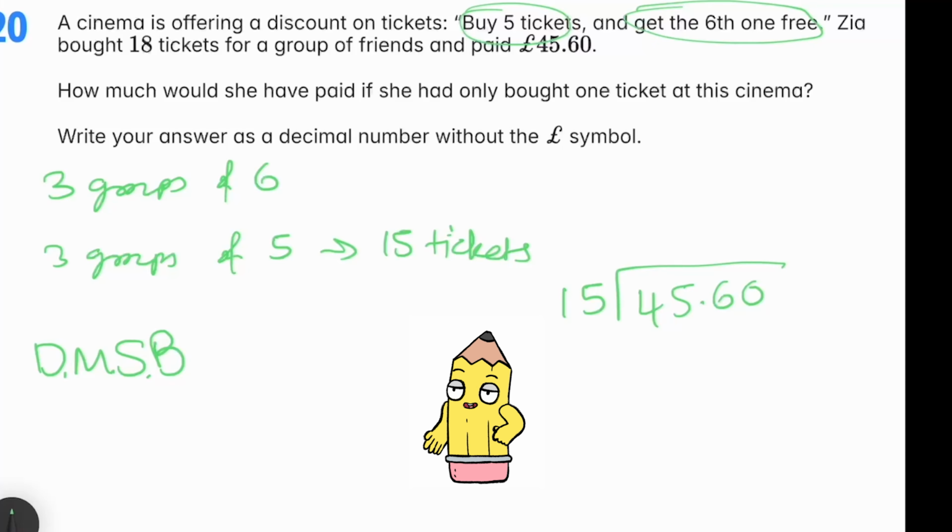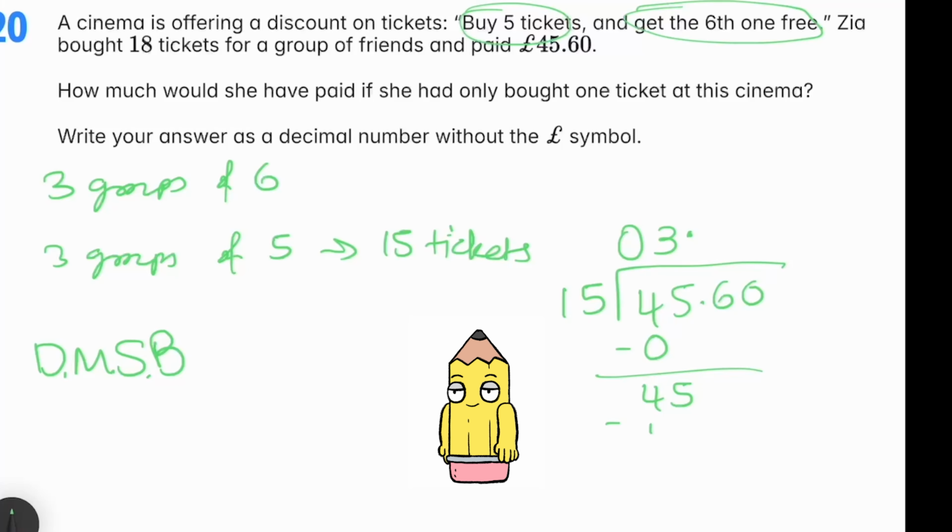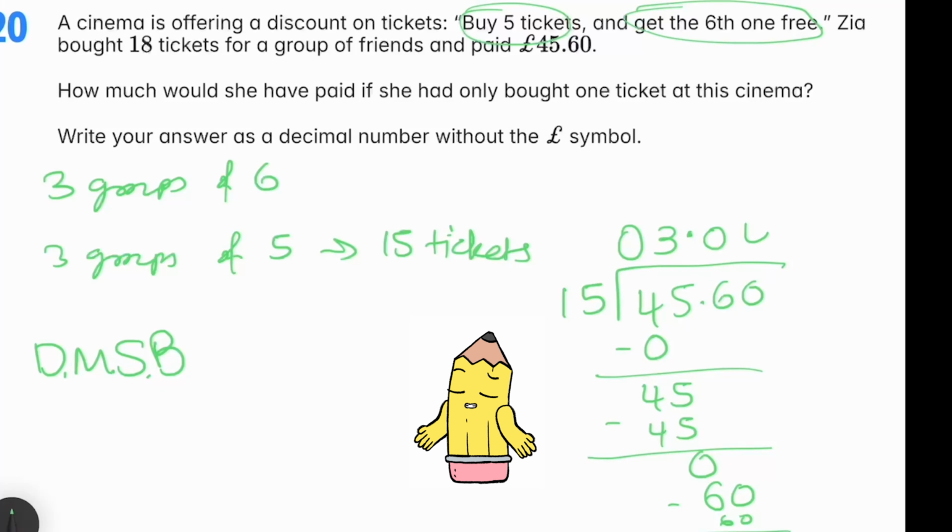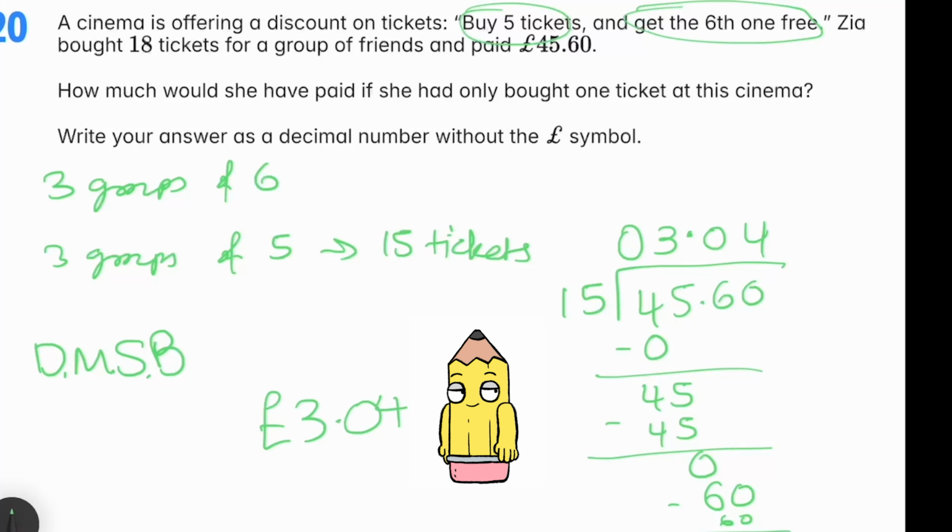So does 15 go into 4? No, it doesn't. So we can just put a 0. Does 15 go into 45? Yes, it does. That is 3 times. So minus 45. Does 15 go into 0? No, it doesn't. So we put a 0 here. But does 15 go into 60? Yes, it does. And we have 0 left over, and that is 4. So we now know that 1 ticket costs £3.04.